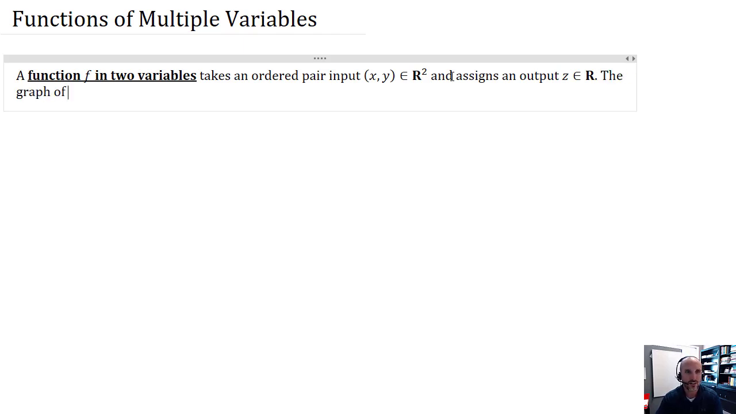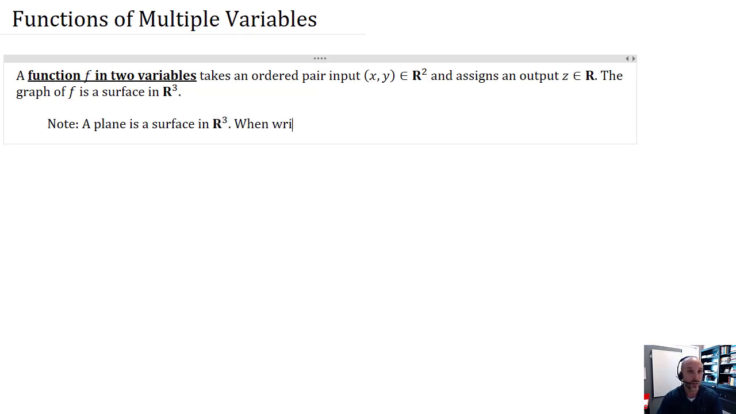The graph of this function f is a surface in R3, so in three-dimensional space. So we'll kind of get a handle on why these things happen here. So we take an ordered pair input, two real numbers, and assign to that an output that is a real number as well. We've seen this sort of thing before. A plane is a surface in R3.